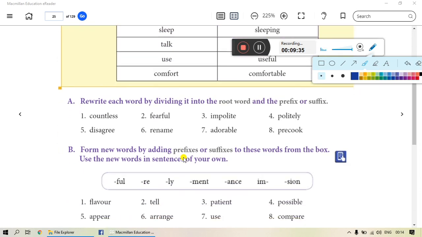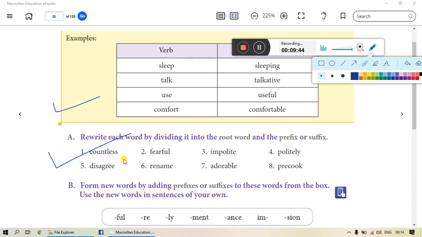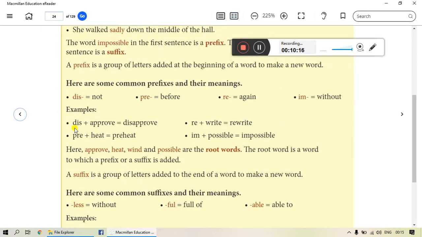I hope that you will be able to do part A on your own, part B on your own, and let's see if there is another question on this topic. So let's try to attempt it. Rewrite each word by dividing it into the root word and the prefix or suffix. So here you don't have to make the word, you have to break the words into root word, prefix or suffix. So I can help you in the first one, like count is the root word, less is the suffix. So you will break these words like it was done on the previous page. It was done here. You will write it like this.